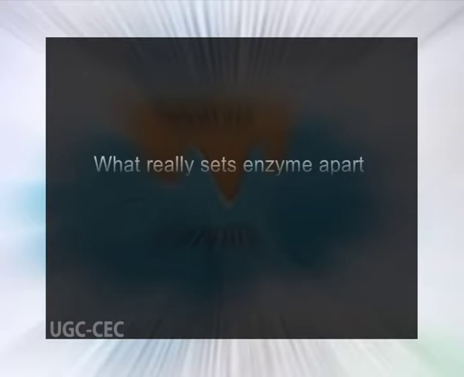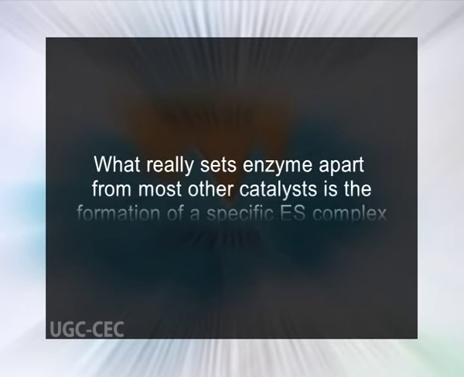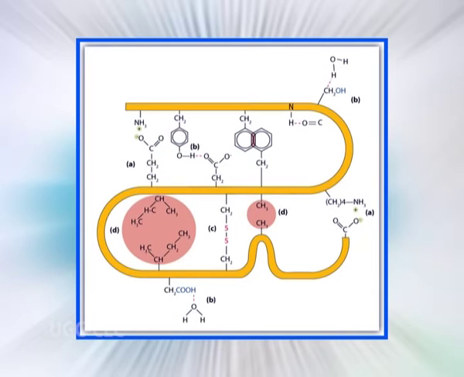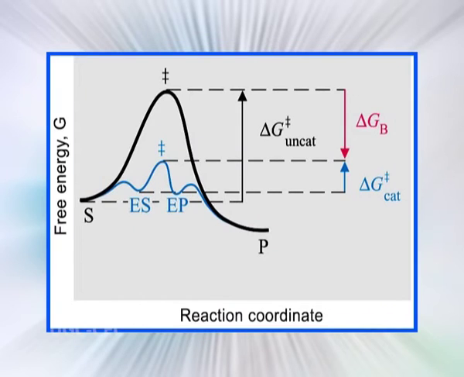Much of the energy required to lower activation energies is derived from weak non-covalent interactions between substrate and enzyme. What really sets enzymes apart from most other catalysts is the formation of a specific enzyme-substrate complex. The interaction between substrate and enzyme in this complex is mediated by the same forces that stabilize protein structure, including hydrogen bonds and hydrophobic and ionic interactions. Formation of each weak interaction in the enzyme-substrate complex is accompanied by the release of a small amount of free energy that stabilizes the interaction.